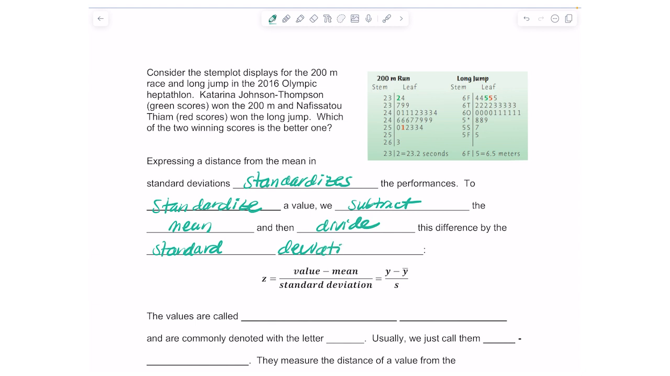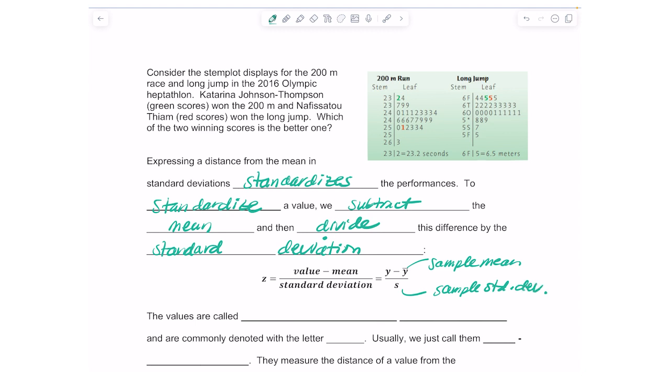If you want to look at a formula for that in words, it's just to find what we call z, which is your standardized value. We do the value minus the mean and then divide by the standard deviation. And in symbols, it's just y minus y bar. Remember, y bar is your sample mean. And then we divide by the standard deviation, s, which is your sample standard deviation.